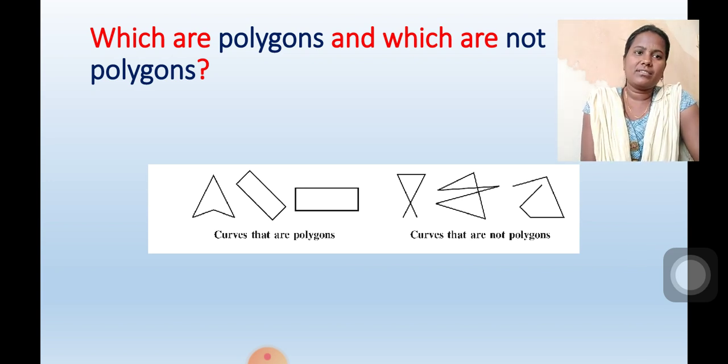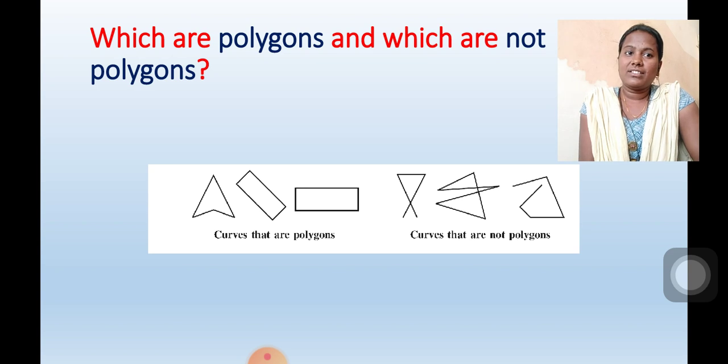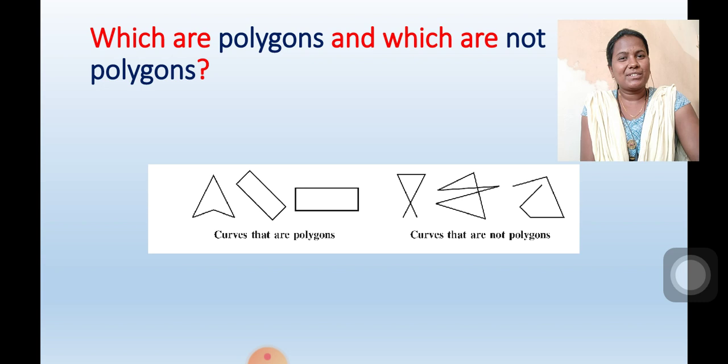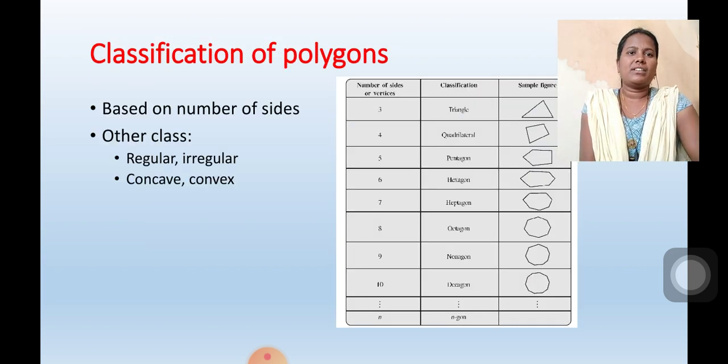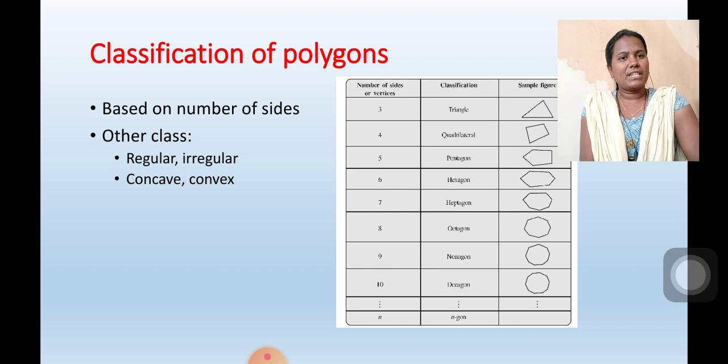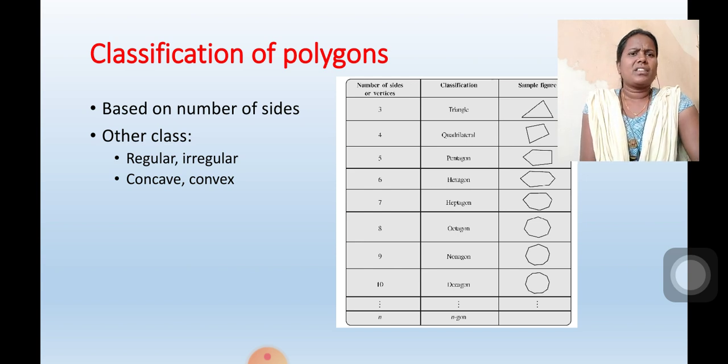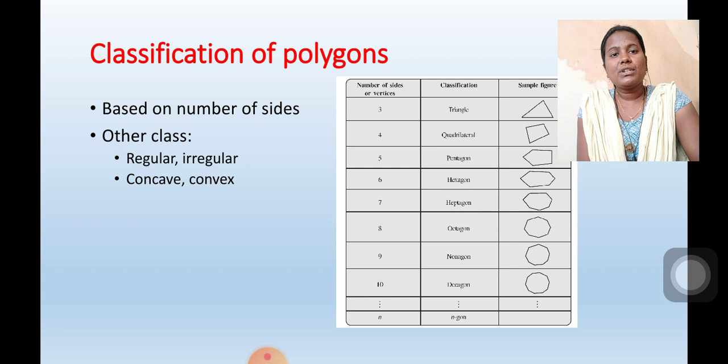And the second one, yes, it is not a polygon. And the third one, it is not closed, therefore it is not a polygon. Okay, so the next one, we'll go for the classification of polygons. How can the classification of polygons be done? The classification of polygons is based on the number of sides a polygon has.